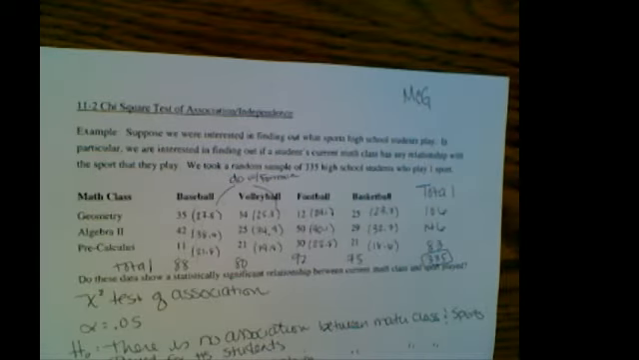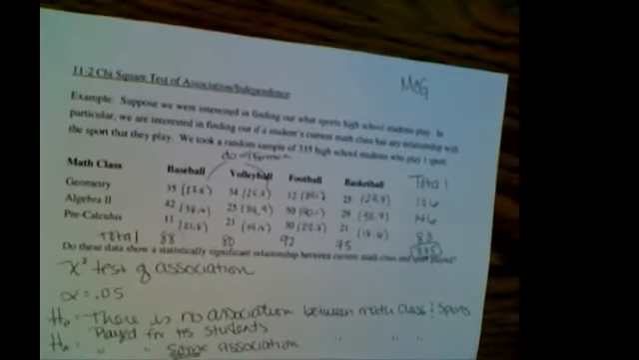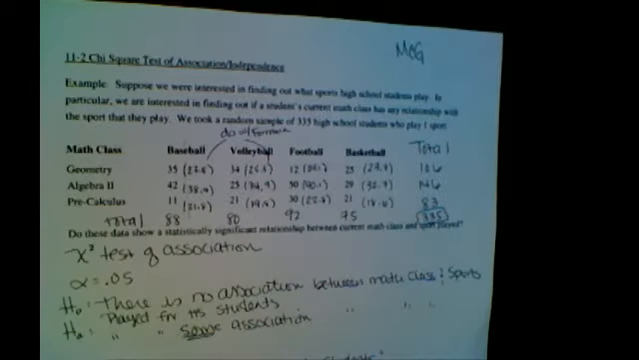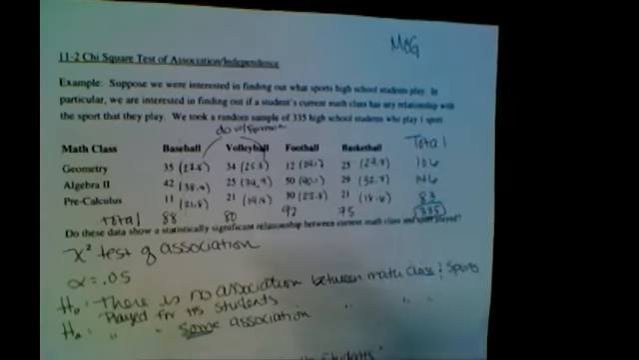So I know that this is a chi-squared test of association. It's chi-squared, there's multiple things happening, and it's in a table, okay?